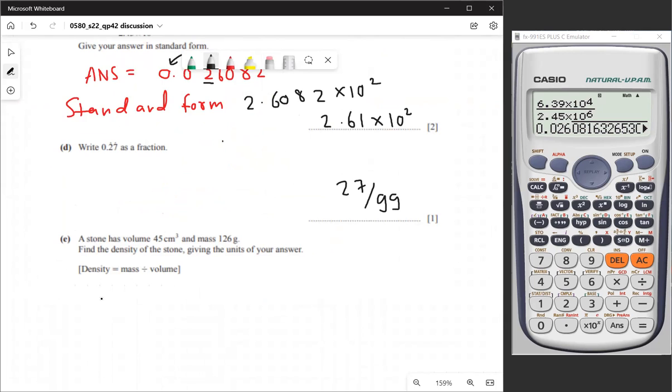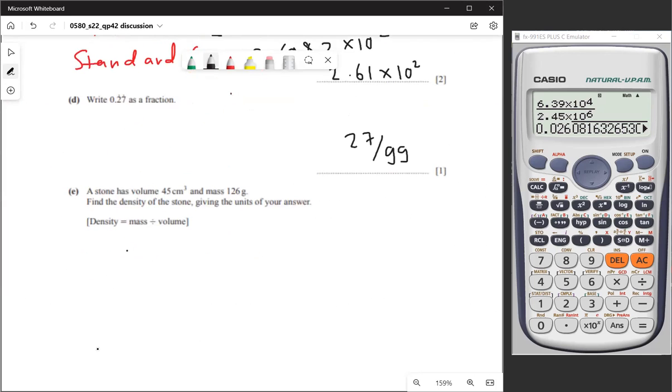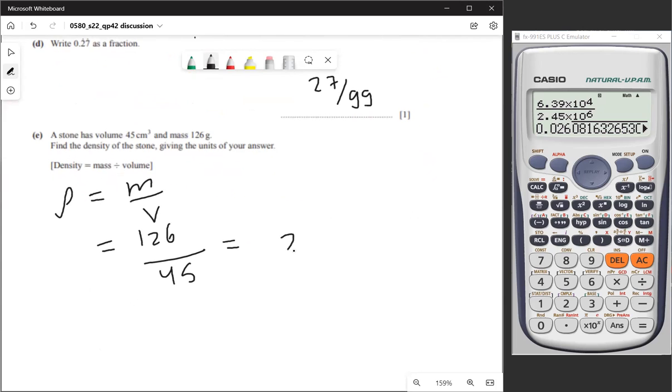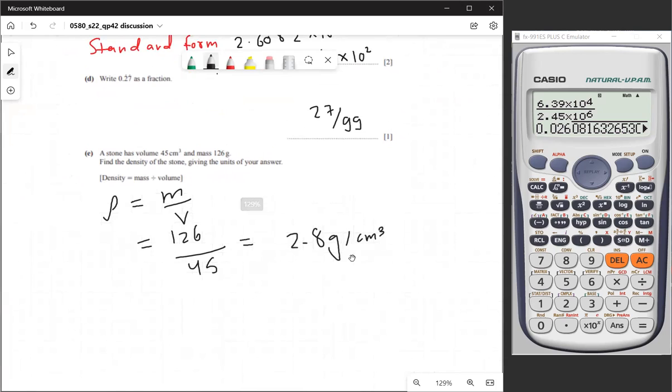A stone has a volume of 45 centimeters cubed and mass 126 grams. Find the density of the stone, giving the units of your answer. So this is easy. Density is called rho. Rho is mass over volume. Mass is 126 and volume is 45. The answer is 2.8 grams per cm cubed. Done. Next question.